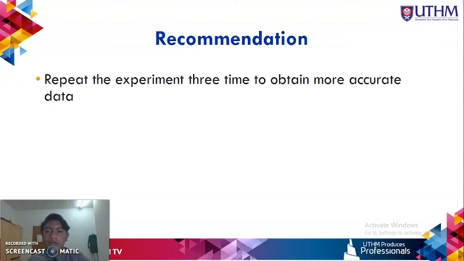As for the recommendation, we recommend that the experiment is repeated at least 3 times to obtain more accurate results. We could take the average of the repeated data for the data tabulation and also for the calculation, and we are sure that it will be more accurate.